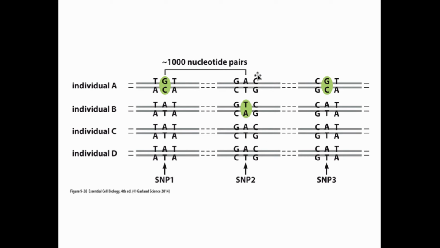In the second example in the middle here, we have a further difference between individual B and the other individuals. So that's labeled as a SNP2. And in position number 3, we once again have another difference. Regardless that it's in individual A, it is still a difference, and that's called a SNP3.